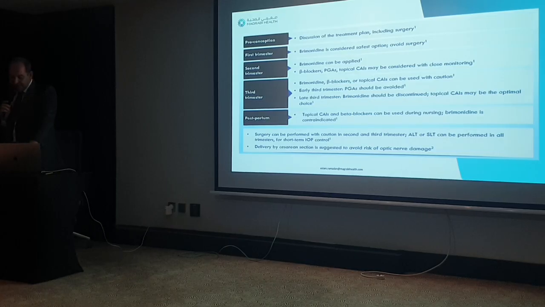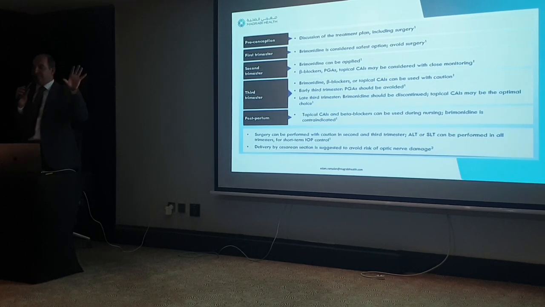Third trimester, still the same, but prostaglandin analogs should be avoided in the third trimester. Okay. Lactating: topical carbonic anhydrase inhibitors and beta blockers can be used during nursing. Brimonidine is contraindicated for lactating mothers because of CNS suppression. The CNS will be depressed in the babies, so they will come to you sleeping too much. Sometimes it is beneficial for the mother, but at the end, this is not the idea.